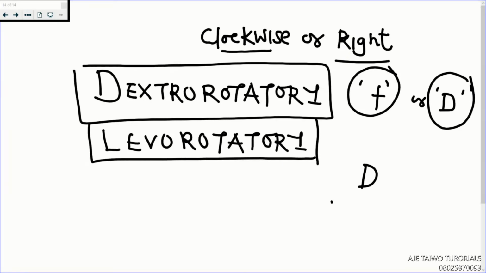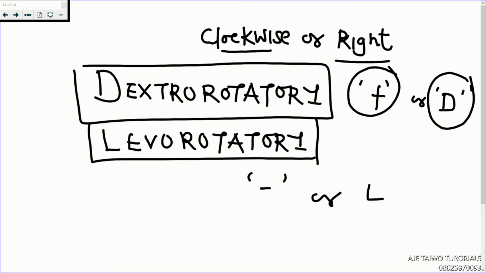Levo-rotatory is indicated by minus or L, capital L. So you now determine for the enantiomer, the optically active molecule, whether it is rotating light to the left or to the right. You have to decide based on the question.